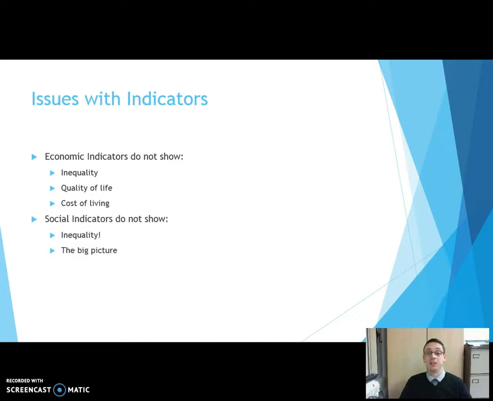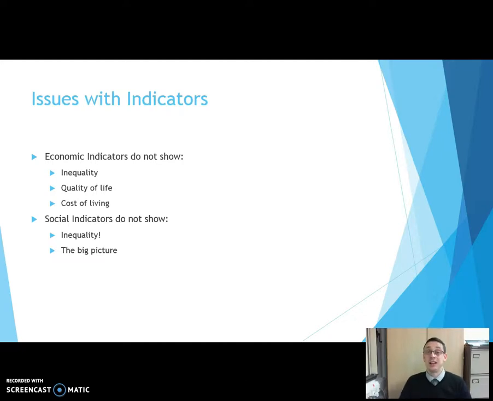Now, social indicators, funny enough, inequality is also not shown. If you live in a poorer country and you are extremely wealthy, things like your life expectancy are probably quite high. But if you live in that same country and you happen to be very poor, that same indicator could be very, very low. You then take the figure you get for your overall life expectancy, and it doesn't show you either case properly.